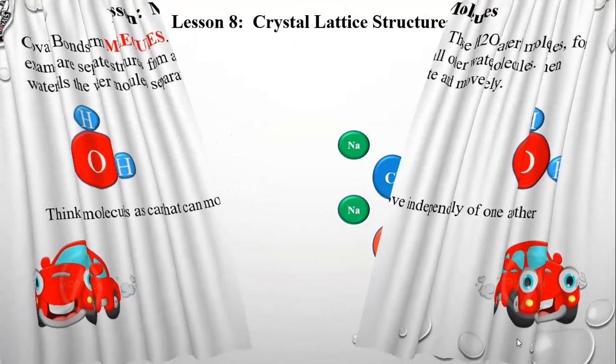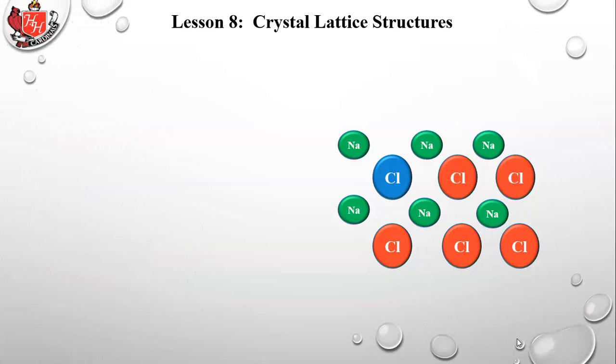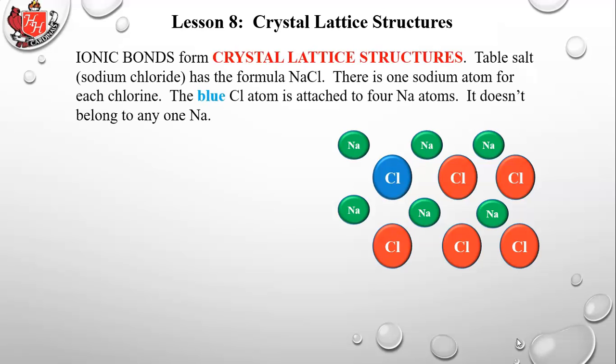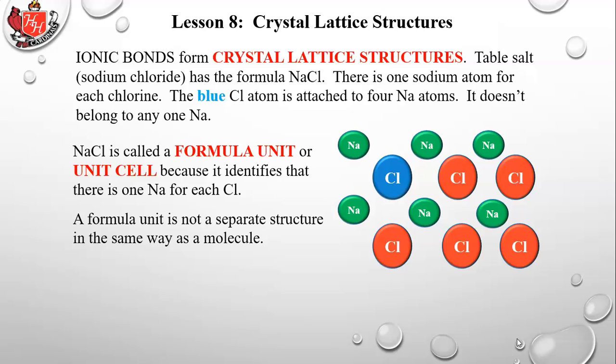So let's compare that to ionic bonds, which we studied in the last lesson. Are they separate, independent structures? No. Ionic bonds form crystal lattice structures. Table salt, sodium chloride, has the formula NaCl. There is one sodium atom for each chlorine. The blue Cl atom is attracted to 4 sodium atoms, Na. It doesn't belong to any one sodium atom. So we mentioned that in the last lesson.